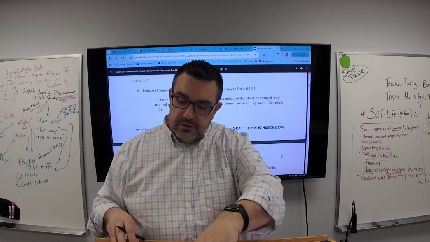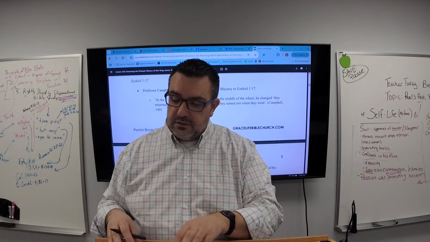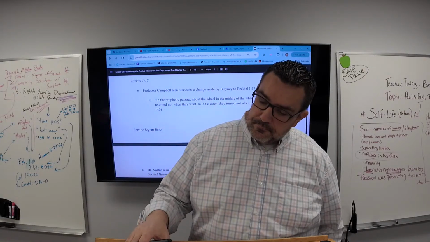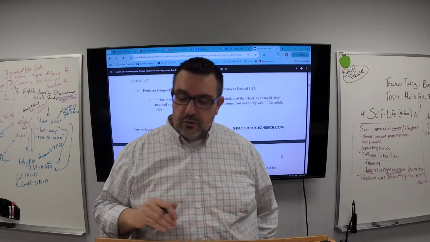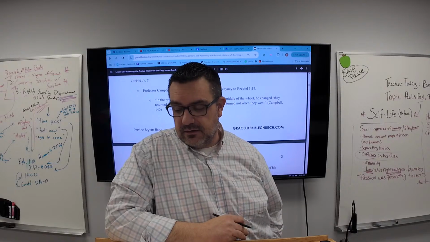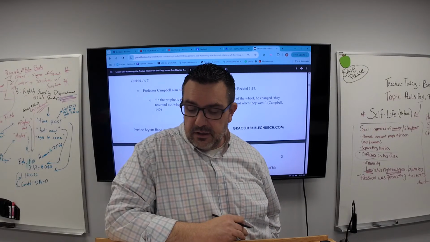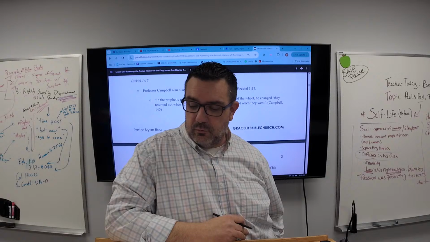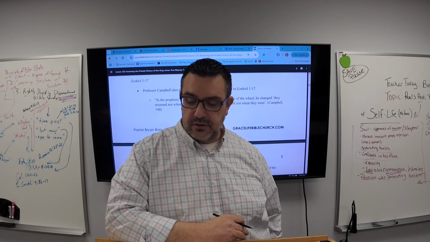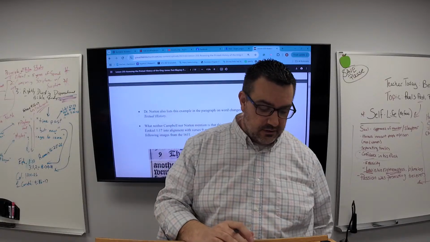So let's go to the top of the next page, page 3. Dr. Norton also lists this example in a paragraph on word changes found on page 110 of his textual history. So what neither Campbell nor Norton mention is that this change made by Blayney in 1769 brought Ezekiel 1:17 into alignment with verses 9 and 12 in the same chapter. Please consider the following images from the 1611, okay?